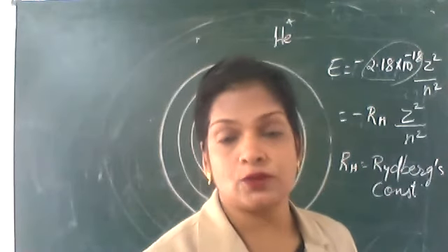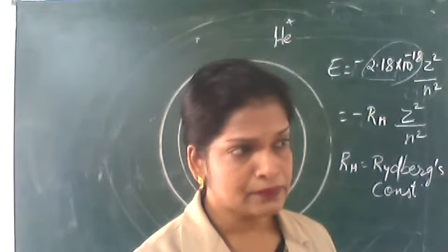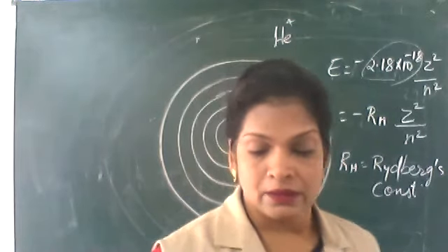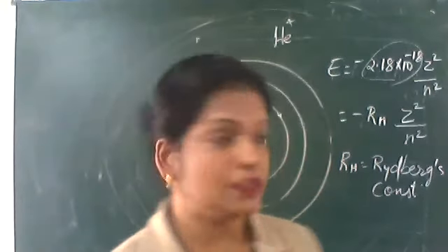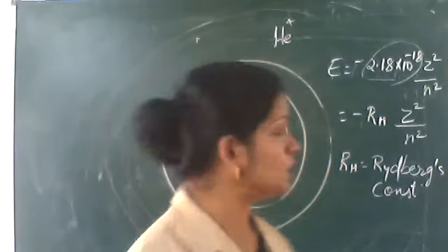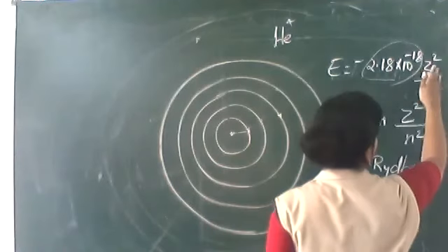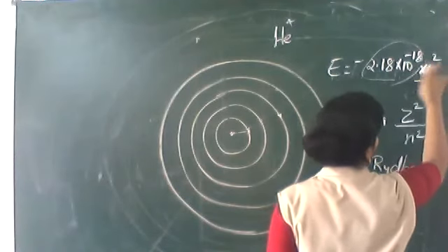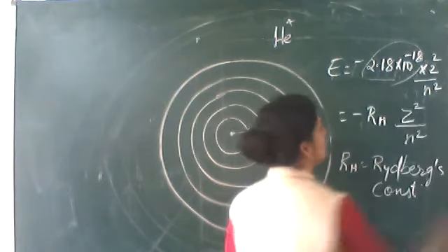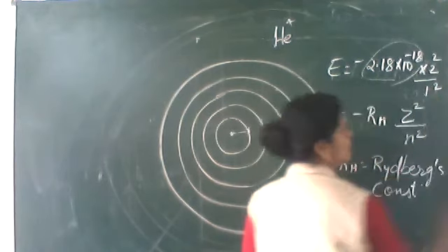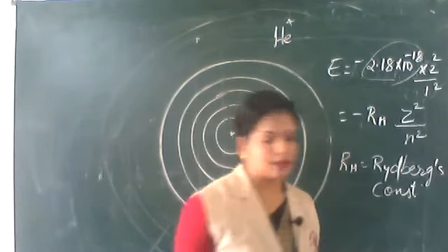What is the radius of this orbit? So two things you have to calculate. Energy of the first orbit: if the electron is present in the first orbit, what is its energy? So energy is equal to minus 2.18 into 10 to the power minus 18 Z square, Z square means 2 square, helium, and first orbit, that is 1 square. Do the calculation and tell me the value.